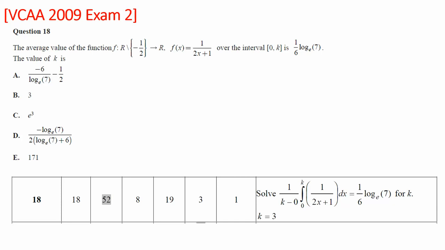Did they make a mistake somewhere? Why is that actually C? B. Yeah, but why is it highlighted? It's highlighted on 52.